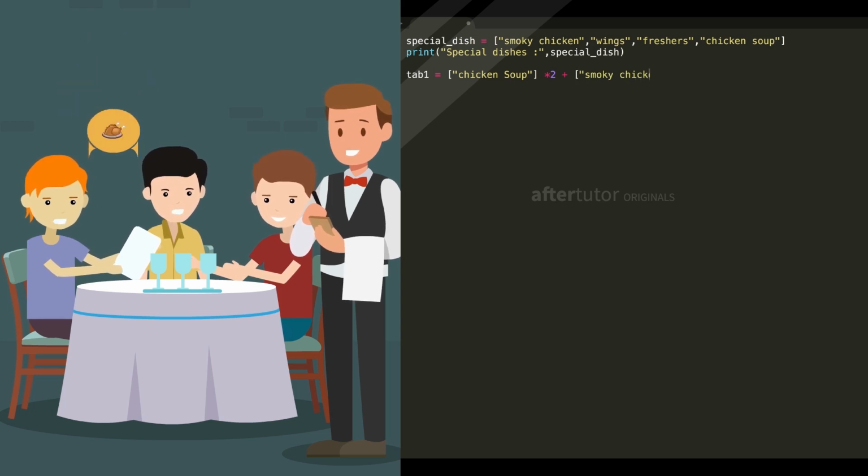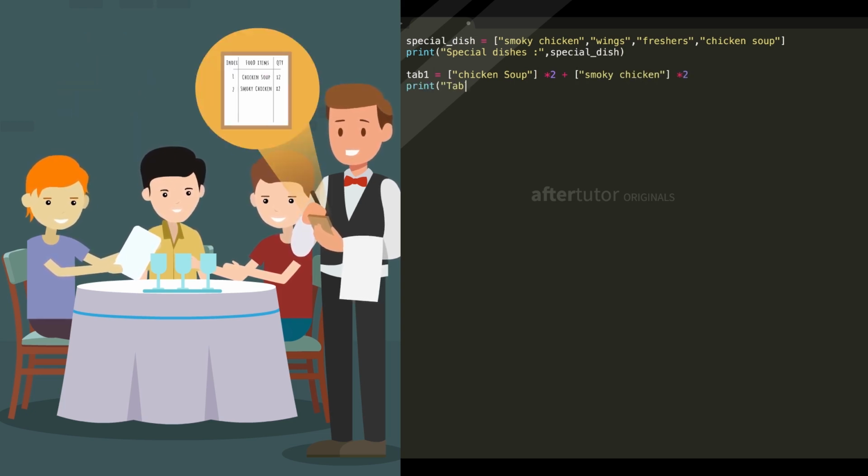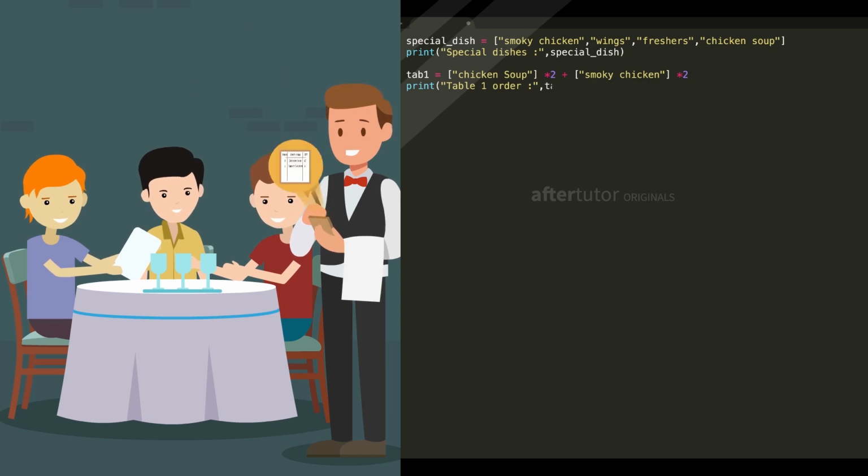After going through all the dishes, 2 of them ordered the same chicken soup and smoky chicken, marked as multiple of 2 by the waiter. Shows the basic repetition operation in the list of Python.